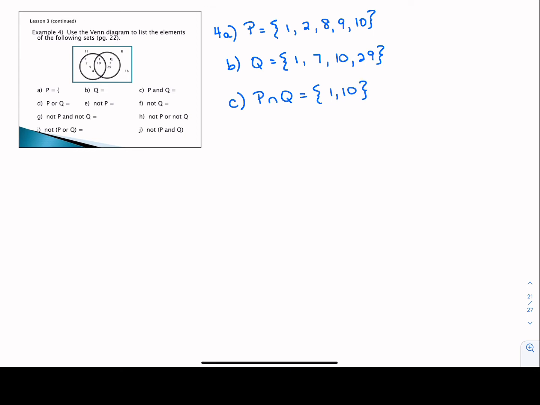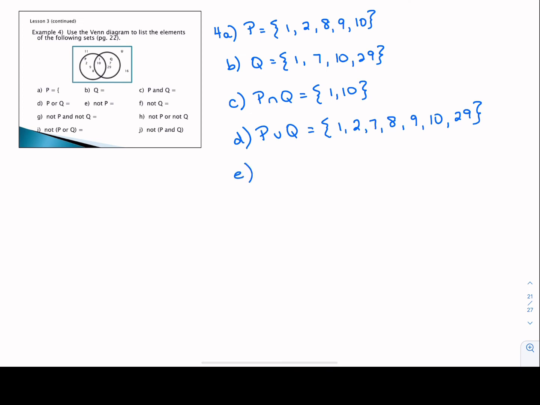That's shared between them. Now in part D, it's changing things up a little bit and saying what's in P or Q. So we can use a union in this case. So we can list the elements that are in set P or set Q, or in both. So we've got 1, we have 2, that's in P, or again, both. Here we've got 7, we have 8, we have 9, we have 10, and we have 29. So those are the elements that are in set P or in set Q.